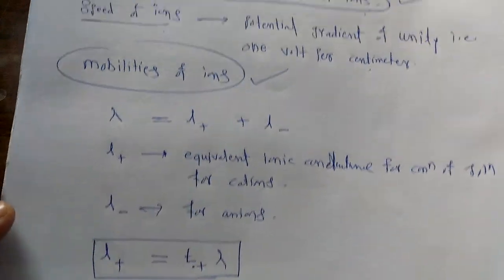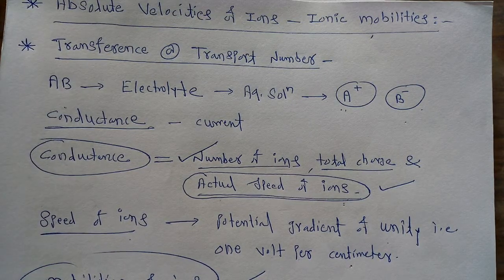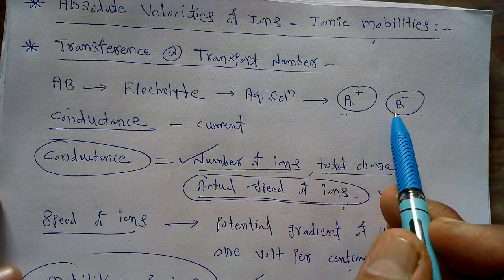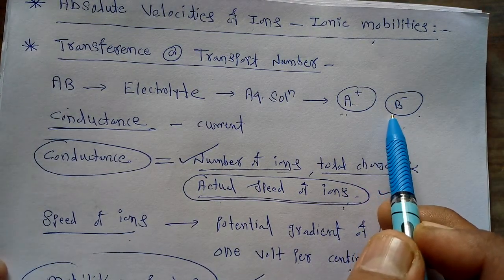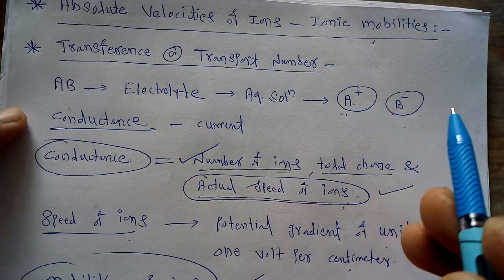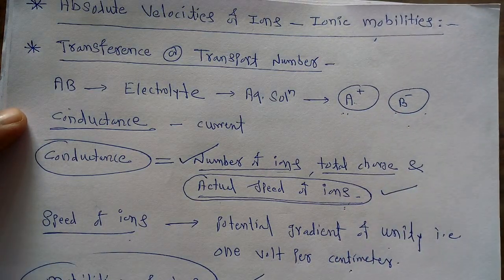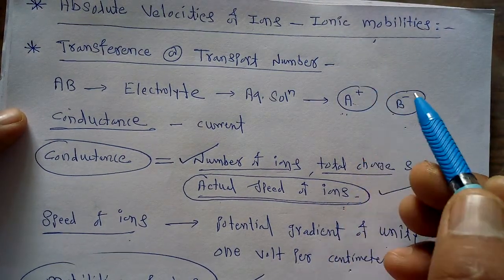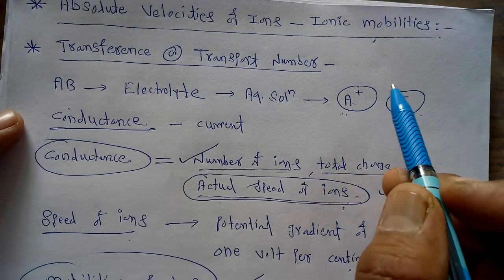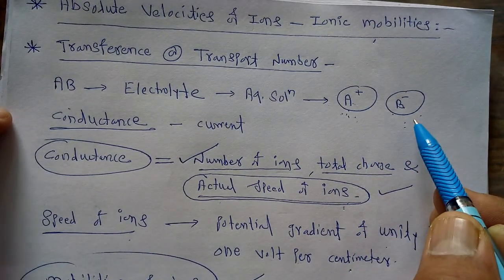Now what happens whenever we consider the electrolytic solution? We know that the actual current carried by this electrolytic solution is carried by the ions. These ions are involved in the current carrying process of the electrolytic solution. The current carried by these ions may be similar or it may be different, depending upon the actual speed, velocity or mobility of the ions.